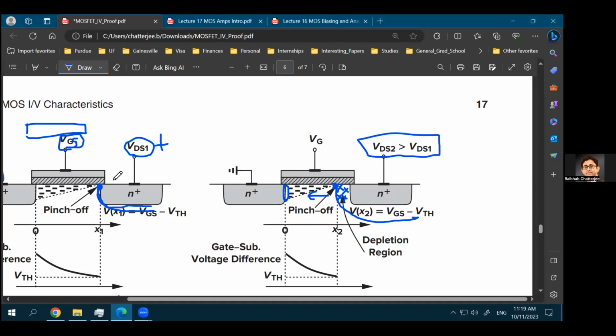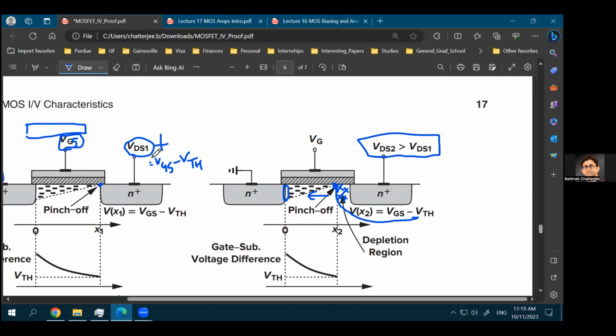So that's why when your VDS is equal to VGS minus VT, your pinch off point will be exactly at the drain, at the location of the drain. So as you see over here, your pinch off is happening exactly at the point where your drain is starting, right? And in that case, your VDS will be equal to VGS minus VT. So if your VDS is equal to VGS minus V threshold, then you will have your pinch off point exactly at this point.